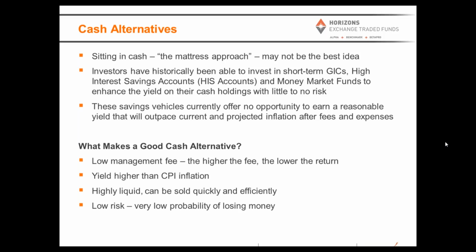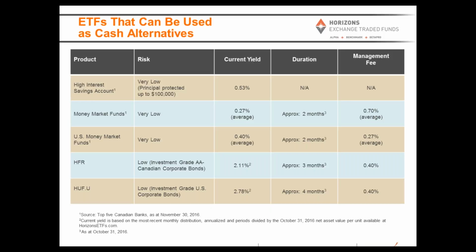If you think about your yield, going back to the previous chart, the yield has to be higher than CPI inflation. The cash alternative has to be highly liquid, meaning it can be sold quickly and efficiently, and ideally it must have low risk, a very low probability of losing money, or a low probability of losing a little bit of money. So here is an assessment of some of the things we've mentioned as alternatives to just holding cash under your mattress.